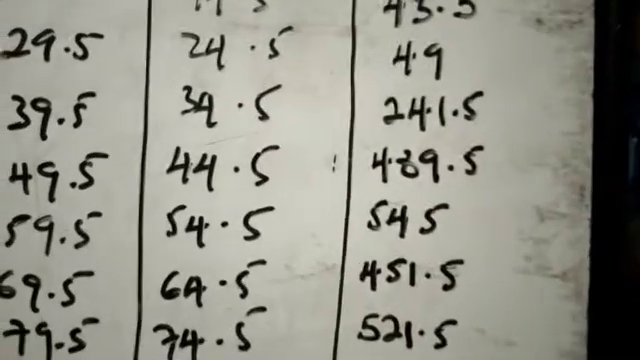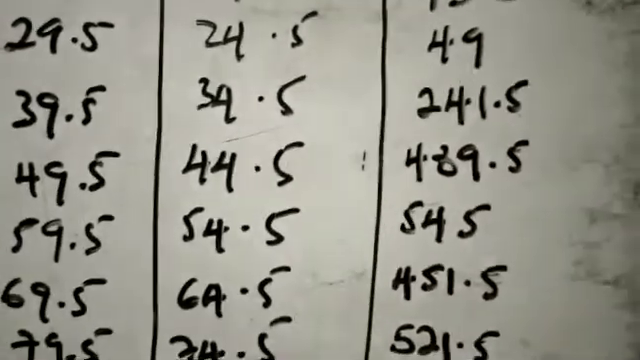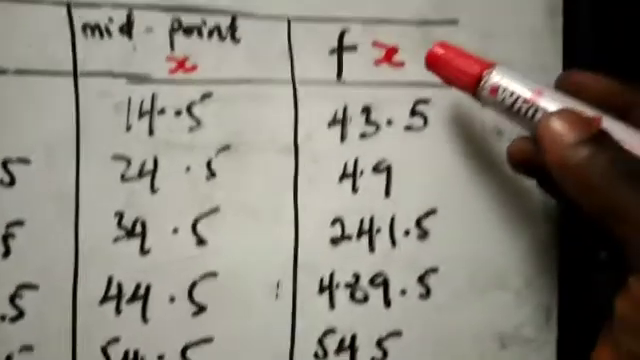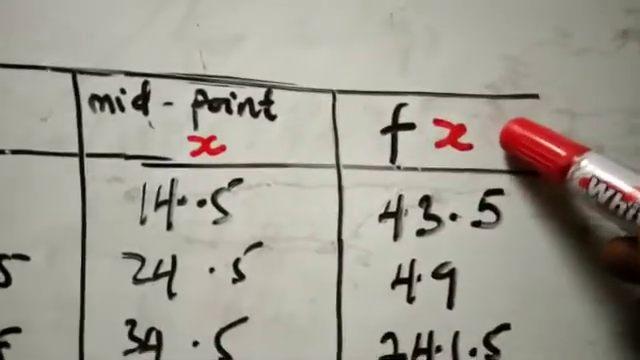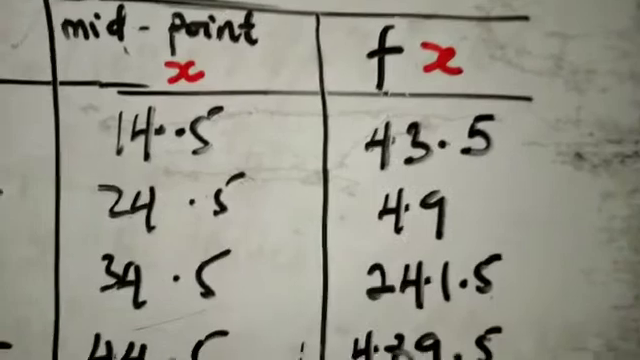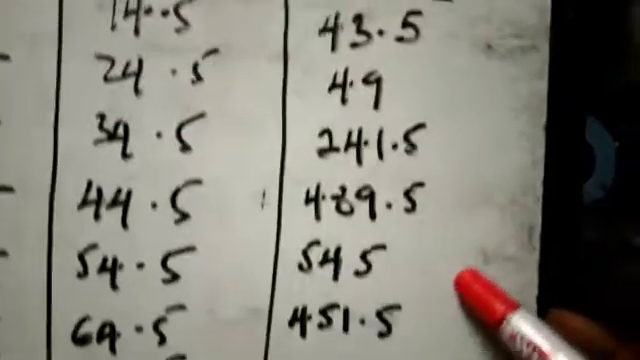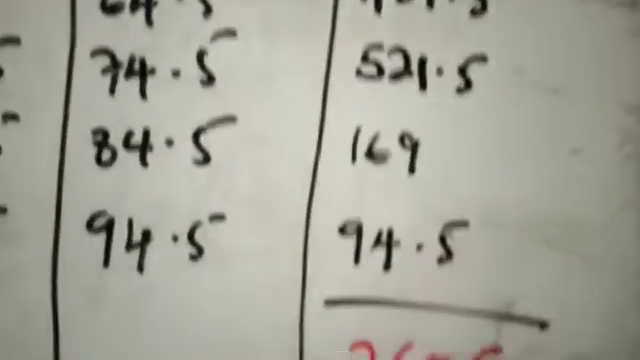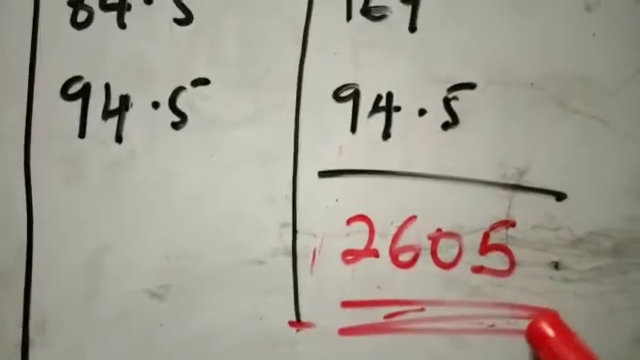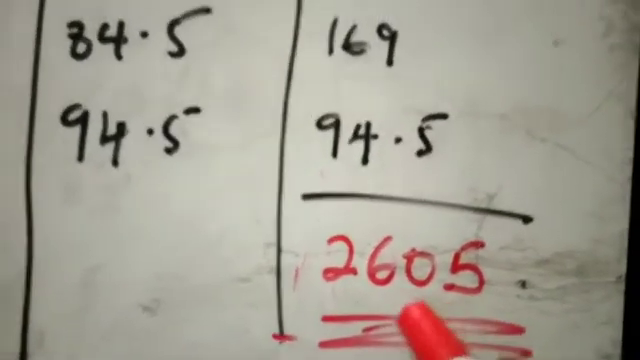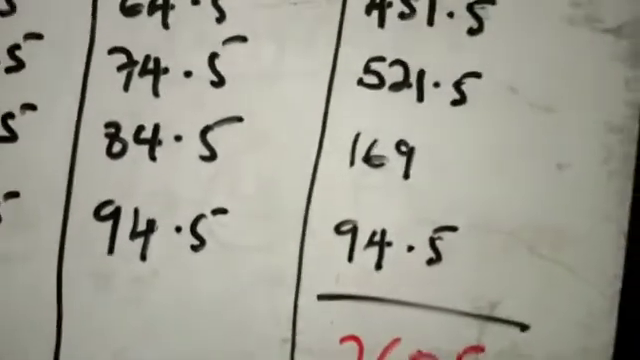Now what is our next step? They say the summation, meaning that we should add all the fx. So now that we are able to find fx, we can add them together. So let's add them. We are adding all these guys. When you add them one by one, we should get something like 2,605. Now that we have found this and we know the frequency, we can look for the mean.